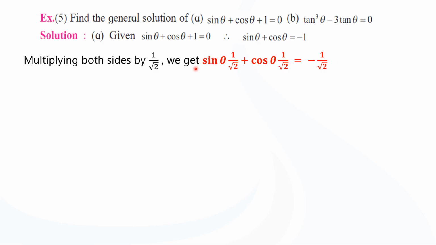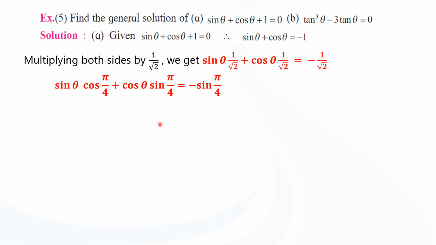Now I'll try to make this a sine formula and write this as sine of something, or I can convert this into a cos formula and write this as cos of something. So I will prefer sine. For the sine formula, what is that? Sine A cos B plus cos A sine B. So sine theta is already there. This I'll write as cos pi by 4. Your cos theta is already there. I'll write this 1 by root 2 conveniently, this time, as sine pi by 4. Remember, that's why I told you 1 by root 2 is a very good friend.